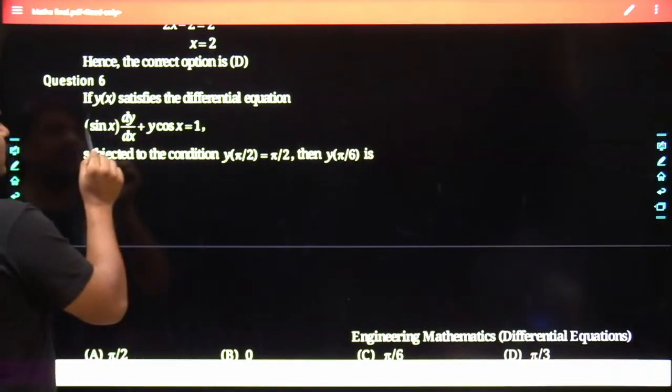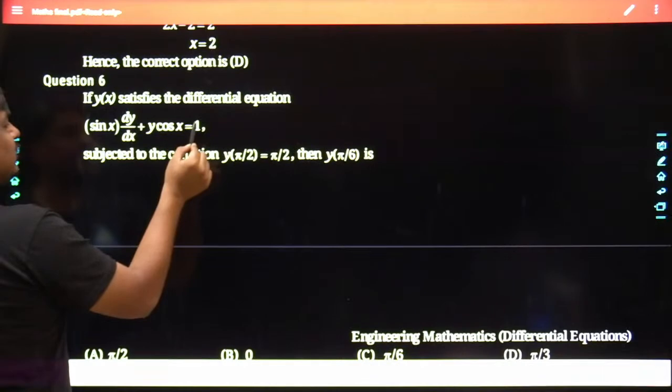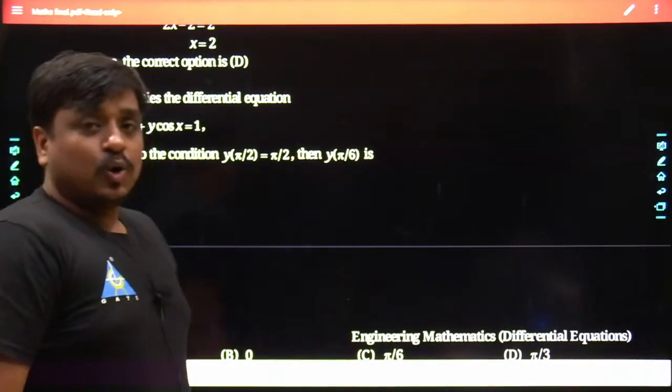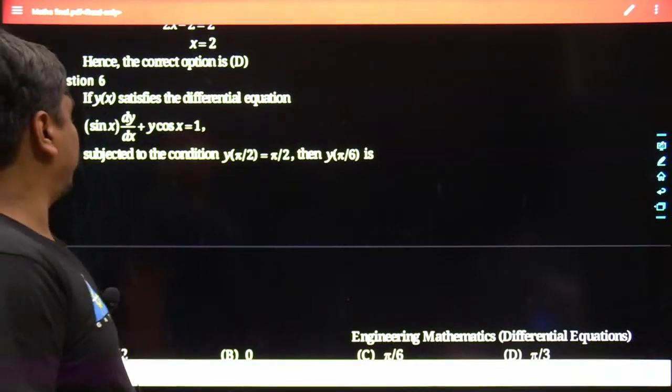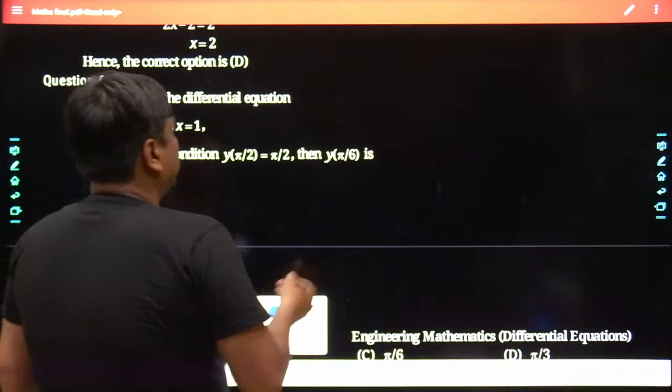Anyway, the sin x has to be knocked off towards the right hand side. It would become cos x divided by sin x. Similarly, it would become 1 upon sin x, that is nothing but cosec x, which we have been doing so far. So straight away, let me jump into the problem.